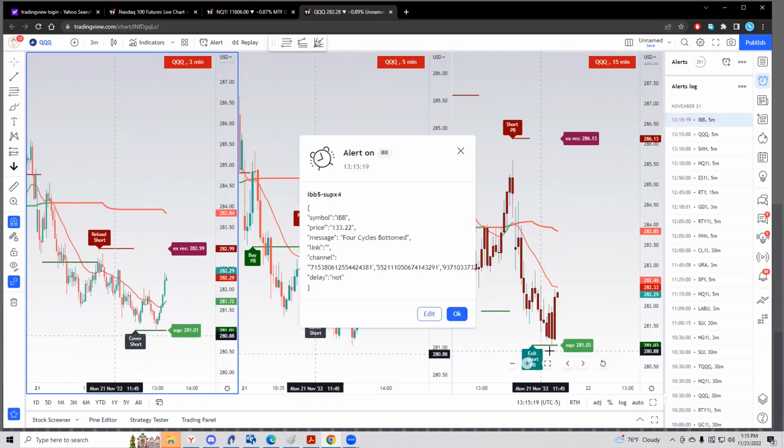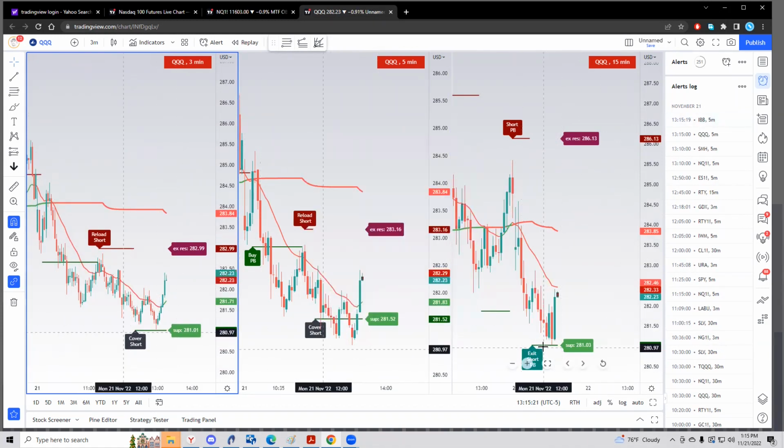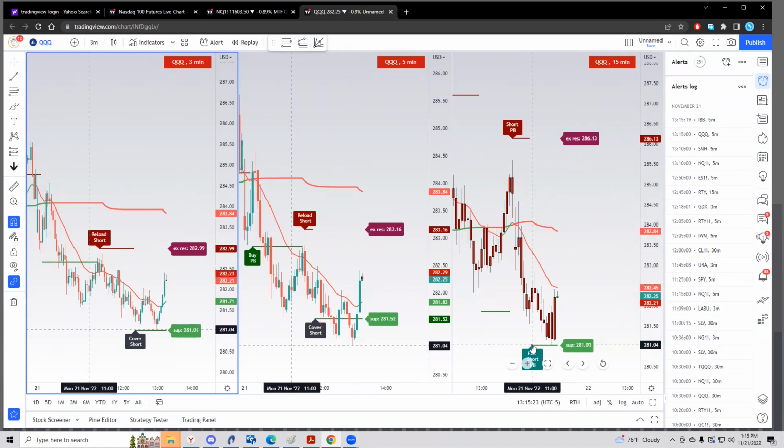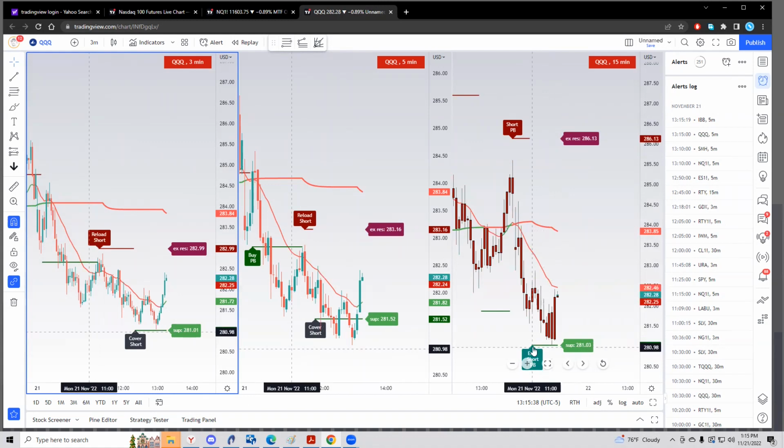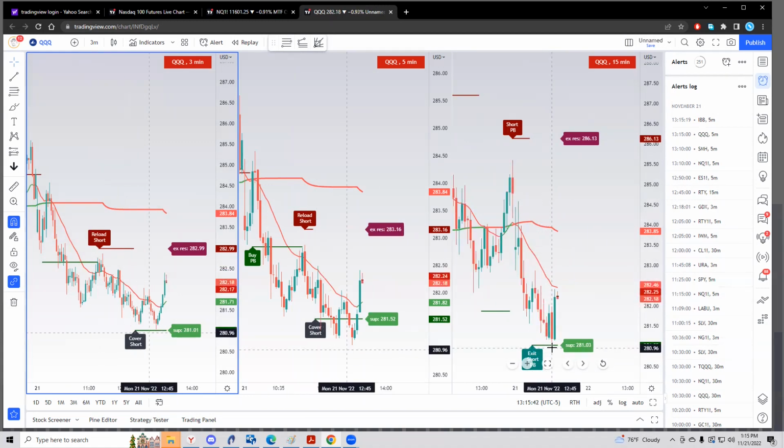QQQ printed support on 15 minute first, and look at that, it printed it at 11 o'clock in the morning, 2 hours ago, and it successfully forecast the exact bottom for that move. Look, price touched that green line. The green line was printed at 11 o'clock in the morning. Price touched it at 12:45, which basically is 100 minutes later.